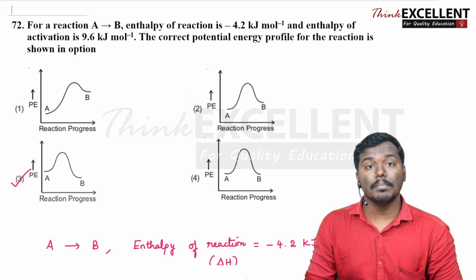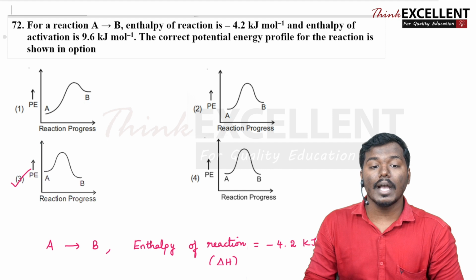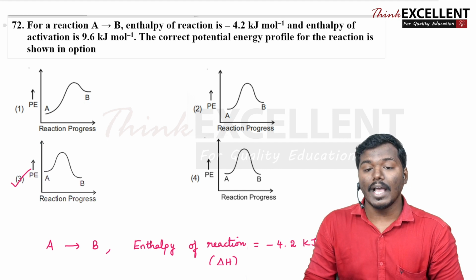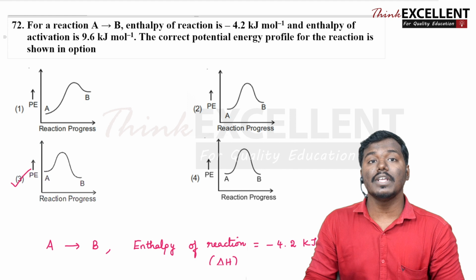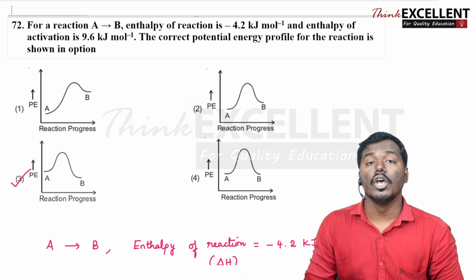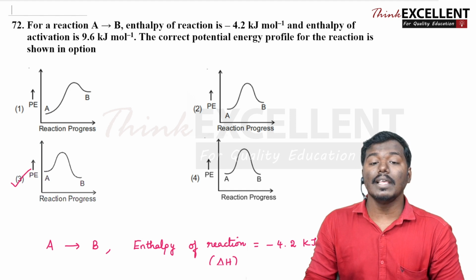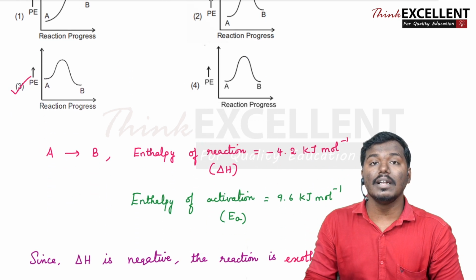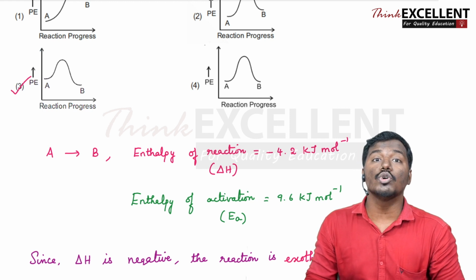You can see that it is asked based on the chemical kinetics. So chemical kinetics la eppadi ketirukanga parunga, for a reaction A gives B, enthalpy of the reaction kuduthanga that is minus 4.2 kilojoule per mole and enthalpy of activation adavadhu activational energy kuduthanga that is 9.6 kilojoule per mole. So in the 4 option la edu correct potential energy diagram or potential energy profile abdin kekranga. So adula enthalpy of the reaction parunga that is delta H for this reaction they are given with the negative value, right? So appo idu or exothermic process.